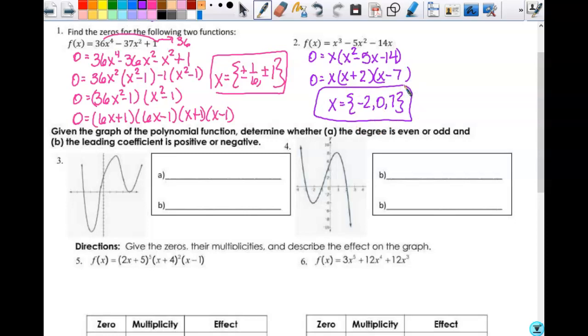All right, so now I have this graph. I want to know if the degree is even or odd, and if the leading coefficient is positive or negative. So up, up, so it has to be even. So I have an even degree. And since they're both up, this is a positive coefficient.